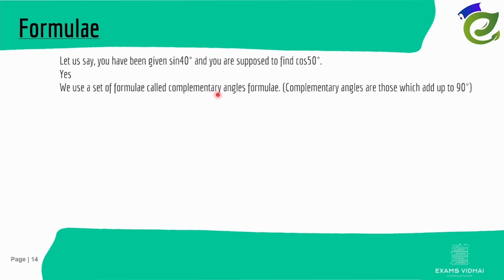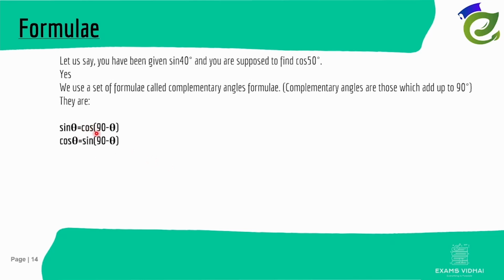Okay, now let us start to do some formulae. Let us say you have been given sine 40 and you are supposed to find cos 50 without the use of a calculator, obviously. How would you do that? Can you even do that? Yes, the answer is yes. So how do we do it? We use a set of formulae called complementary angles formulae. You would have studied in your lower classes that complementary angles are those which add up to 90 degrees, right? So we use this set of formulae which I am going to show now.